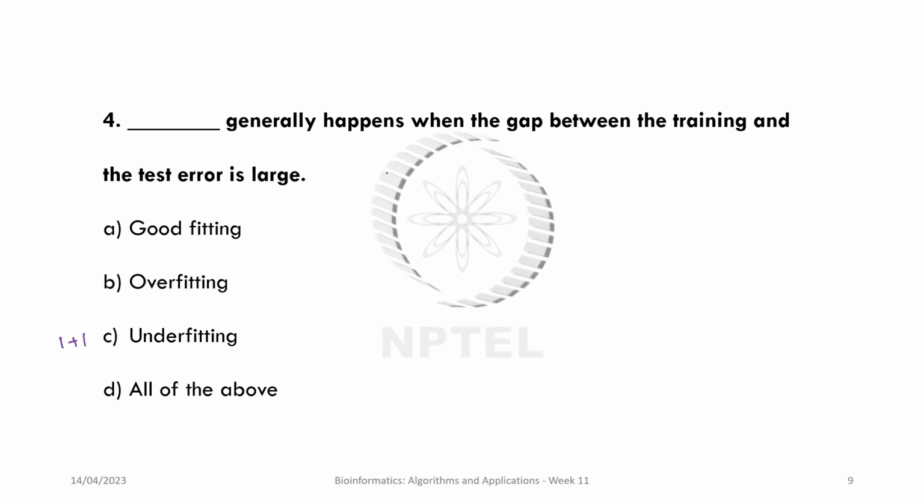So unfortunately, I did not attach a material for this in order to justify. So if the gap between the training and test error is large, definitely, it's not good fitting, and therefore that eliminates all of the above. So between overfitting and underfitting, why would you choose C and not B?